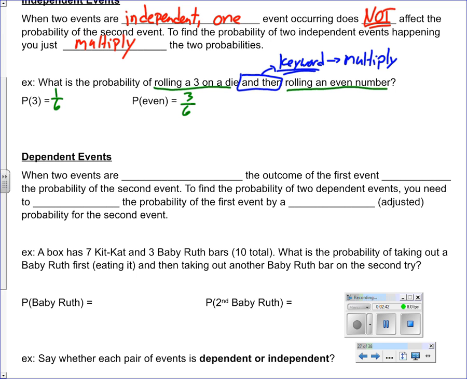So to find the probability of rolling a 3 and then rolling an even number, these are independent of each other. So I multiply. So we get 3 over 36, and we can reduce that to 1 over 12. So that's an example of calculating one event and then another, two events happening in a row, when two events are independent.